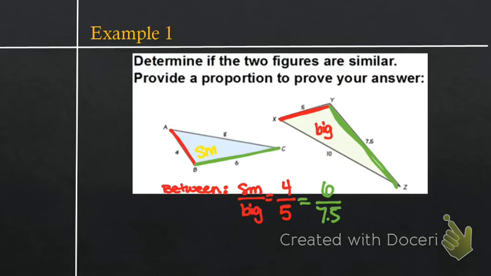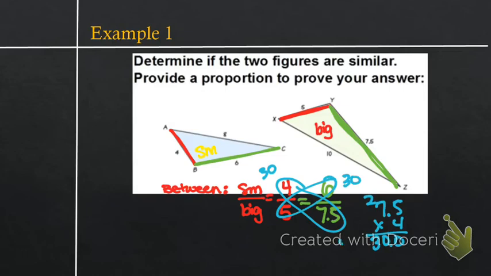Now we want to prove our answer. So 7.5 times 4, we get 30. And then 6 times 5 is 30. So we proved that these triangles are similar.